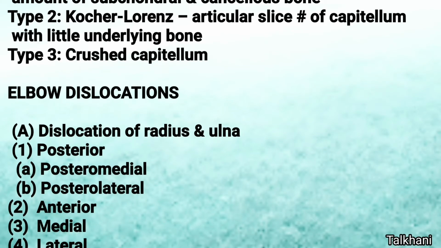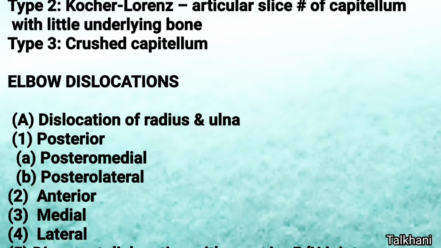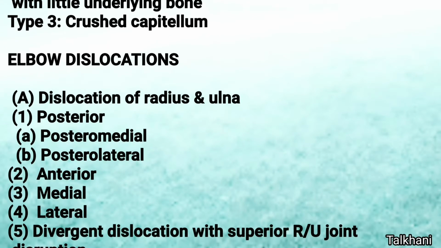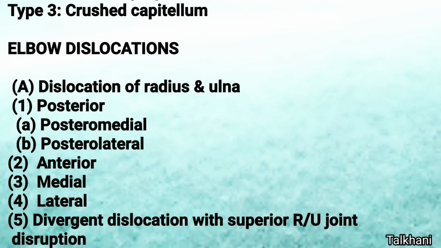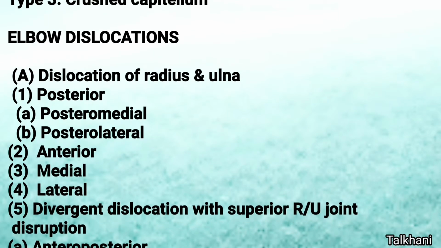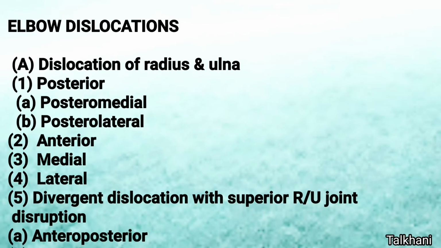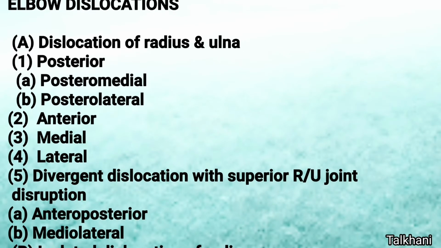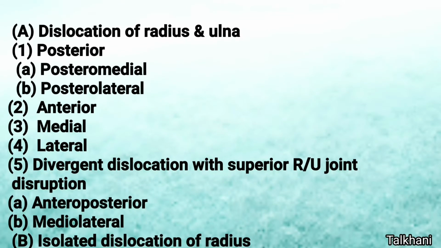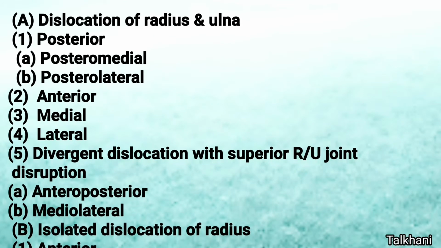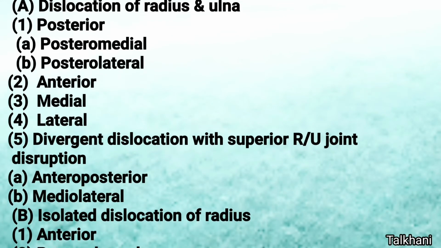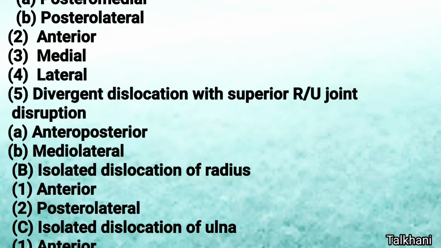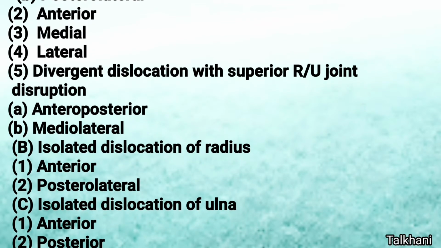Elbow dislocations. Dislocation of radius and ulna can be: number 1, posterior, which is either posteromedial or posterolateral; number 2, anterior; number 3, medial; number 4, lateral; or number 5, divergent dislocation with superior radioulnar joint disruption, which is either anteroposterior or mediolateral. Isolated dislocation of radius is either anterior or posterolateral. Isolated dislocation of ulna is either anterior or posterior.